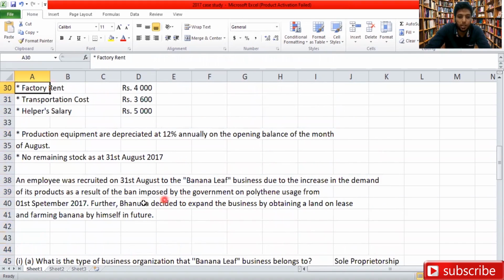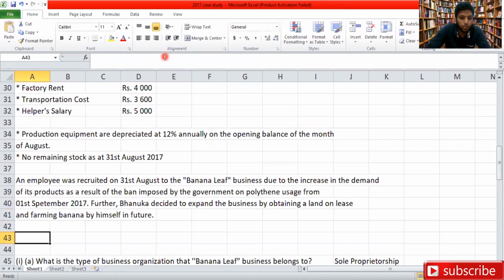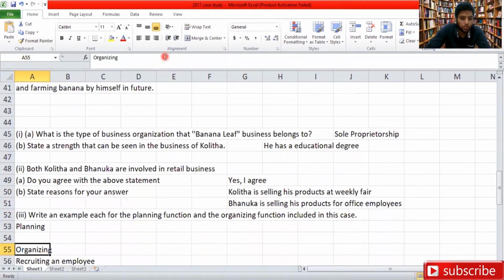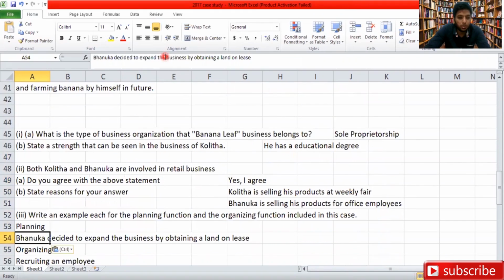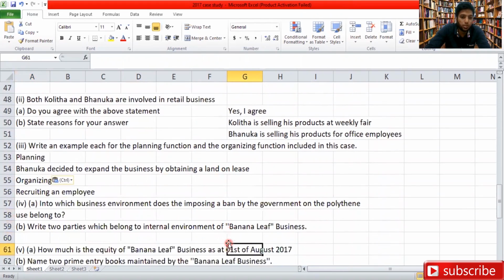And also for planning, we can say that they had a plan to expand the business, if I'm not mistaken. Bhanuka desired to expand the business by obtaining a land on lease and farming bananas by himself. So you can say he decided to expand the business. You can take this point and just write it down there: expand the business by obtaining a land on lease. So one point is enough to show. So here you can write under planning: Bhanuka decided to expand the business by obtaining a land on lease. So that's all. When it comes to the third question, we are done.